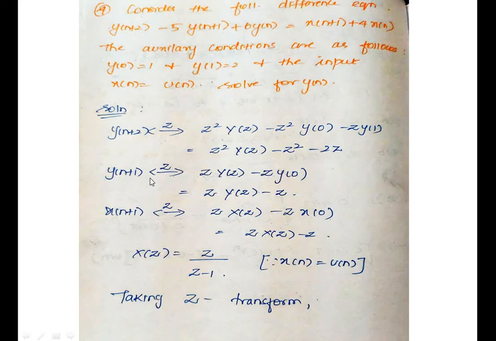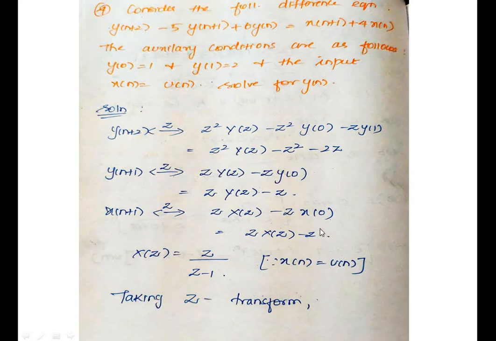Then we have y of n plus 1. This on z transform will give you, with the rule applied, z y of z minus z y of 0. So substituting the value of y of 0, we get z y of z minus z. Similarly, we have x of n plus 1. This on z transform with the initial conditions rule applied gives z x of z minus z x of 0. Substituting the value of x of 0, we get z x of z minus z.